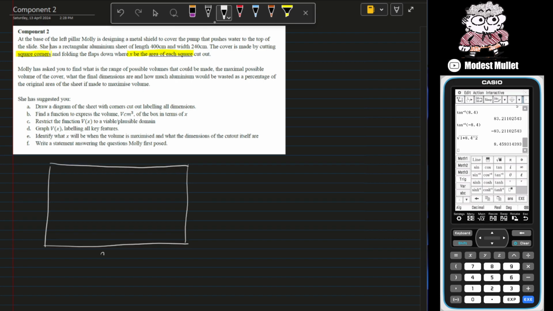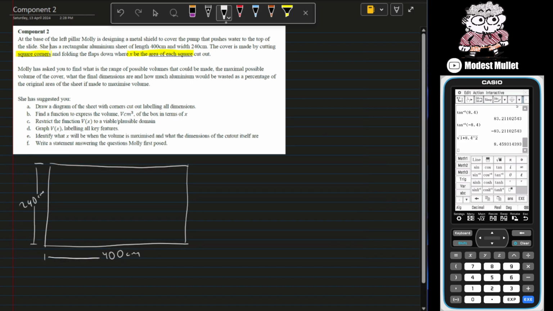We have 400 centimeters across and we have 240 centimeters vertically. They are our dimensions of the original aluminium sheet. From here, what happens is we cut square corners out. So take off a square out of there, take off a square out of there, take off a square out of there, take off a square out of there.